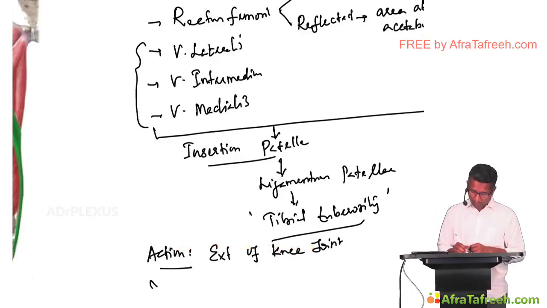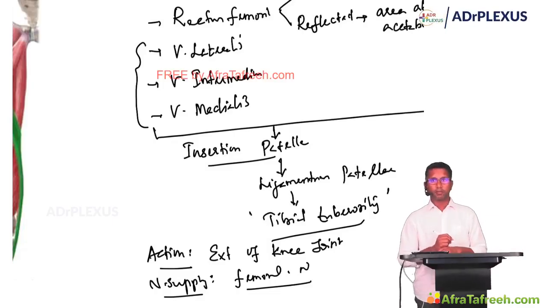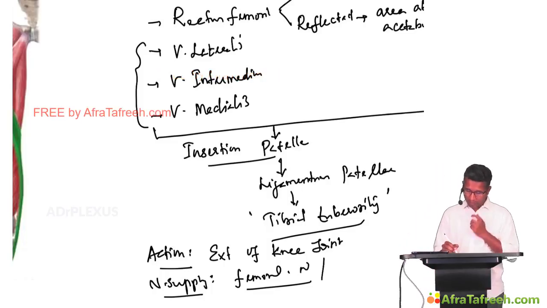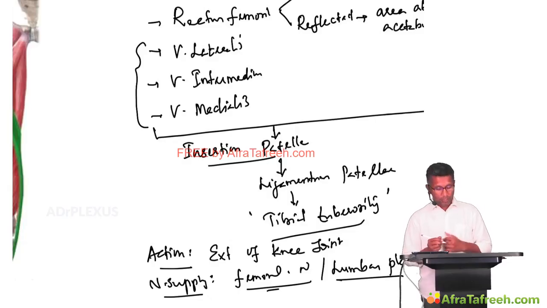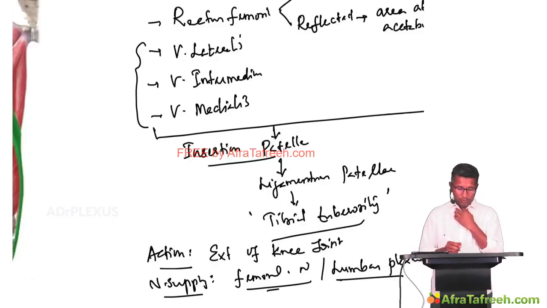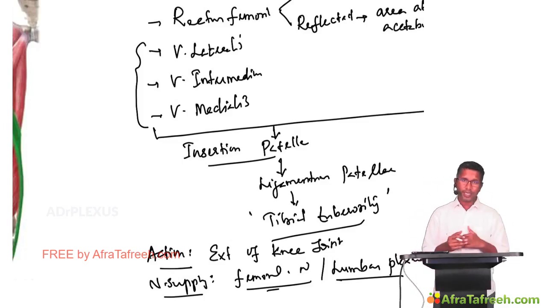What is the nerve supply for quadriceps femoris? Very simple, the nerve supply for quadriceps femoris is the femoral nerve. The femoral nerve is a branch of the lumbar plexus. It arises from the dorsal division of the ventral rami of the lumbar plexus. So this nerve supplies the quadriceps femoris muscle, and when the muscle contracts, it causes knee extension.